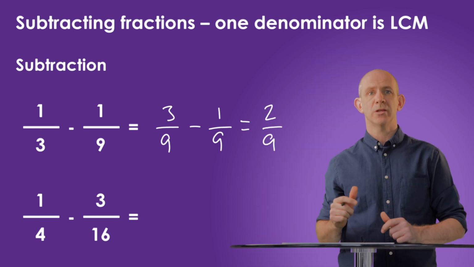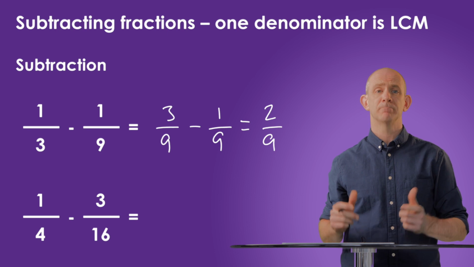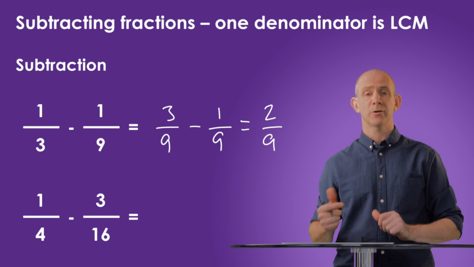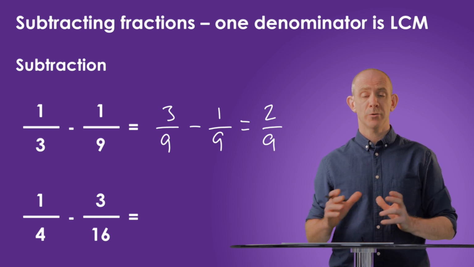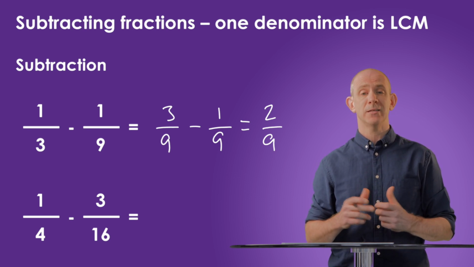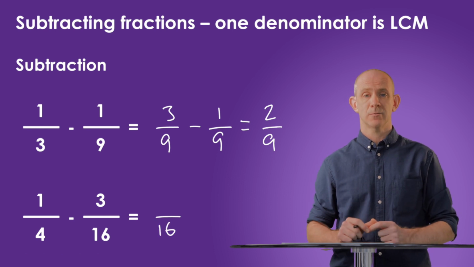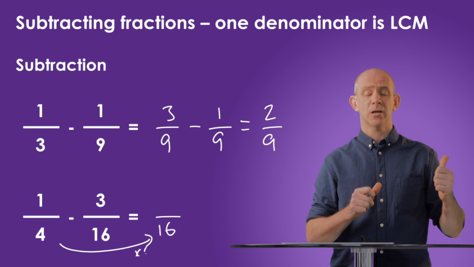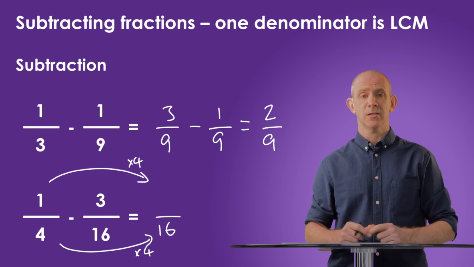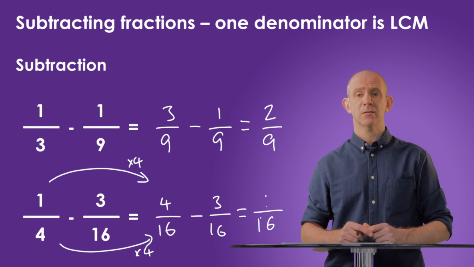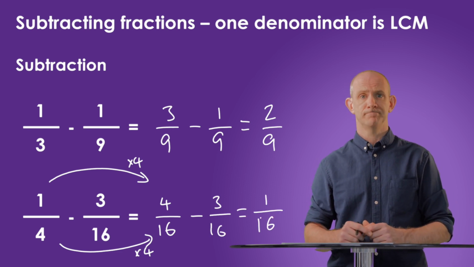In the last one, we need the lowest common multiple of 4 and 16, which is going to be 16. So here we have 1/4 take away 3/16. We know that the lowest common multiple of 4 and 16 is 16, so we're going to convert the 1/4 into 16ths. If we think about it, we need to times the 4 by 4 to get 16, so we're going to times the 1 by 4 to get 4. Now we have 4/16, take away 3/16, which would leave us with 1/16.